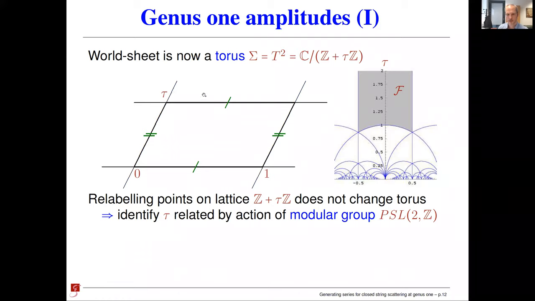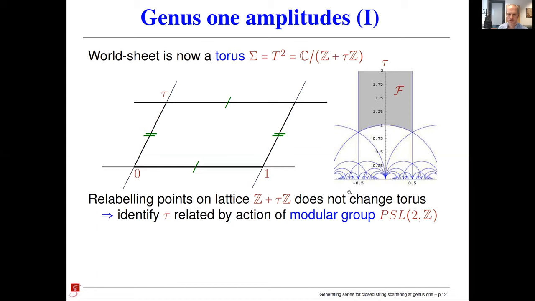So this is telling you that instead of having all possible tau, I have to quotient by what this group does. And if you do this, then instead of having all possible tau on the complex surface or upper half plane, you only have to look at a certain inequivalent set. And this is called the fundamental domain, F, for the action of this group, called the modular group, acting on this parameter tau.